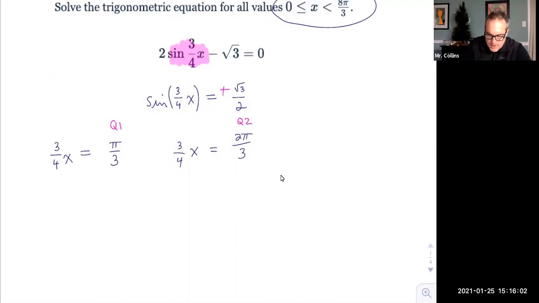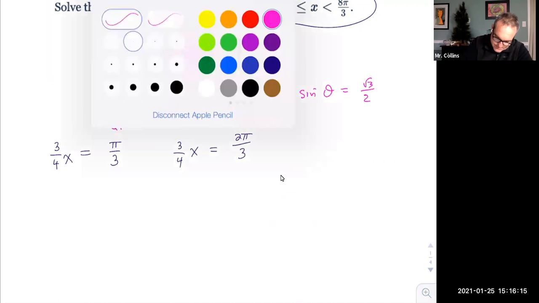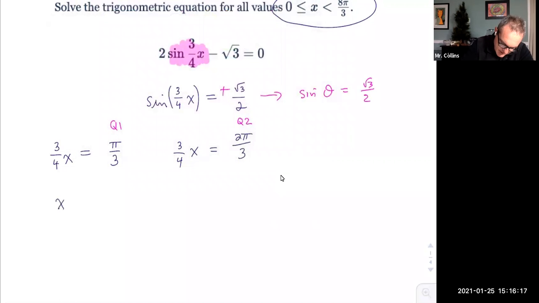And so now, I've done the trigonometry part, right? Because, hey, what does this mean? This is sine of some angle is √3 over 2. That's what I did there. Of course, the angle is 3/4 x. Now you can get x by itself. How do you do that? Well, you just multiply by the reciprocal. So to get rid of 3/4, I would multiply by 4/3.